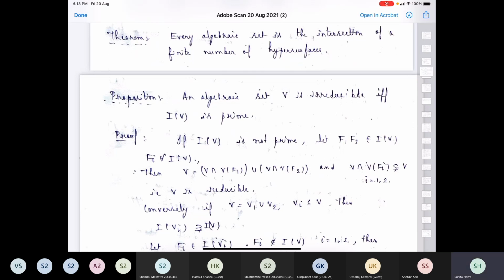Now it is a very important theorem that every algebraic set is the intersection of a finite number of hypersurfaces. The proof requires the Hilbert basis theorem, that if R is a Noetherian ring, then R[x1, x2, ..., xn] is also a Noetherian ring. Using this, we can easily prove that every algebraic set is the intersection of a finite number of hypersurfaces. So it's one kind of characterization of algebraic sets.